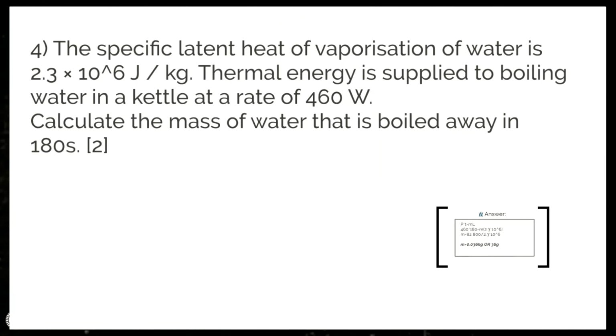Fourth question. The specific latent heat of vaporization of water is 2.3 times 10 to the power 6 joules per kg. Thermal energy is supplied to boiling water in a kettle at the rate of 460 watts. Calculate the mass of water that is boiled away in 180 seconds.